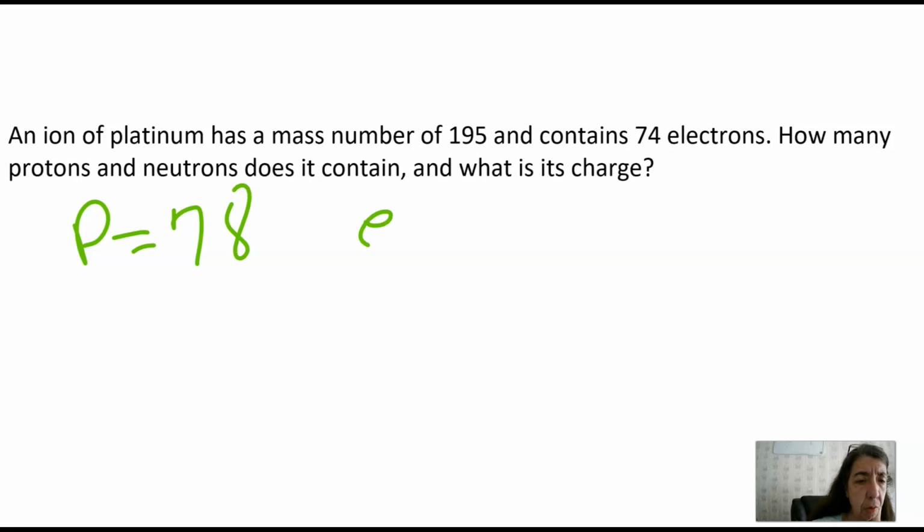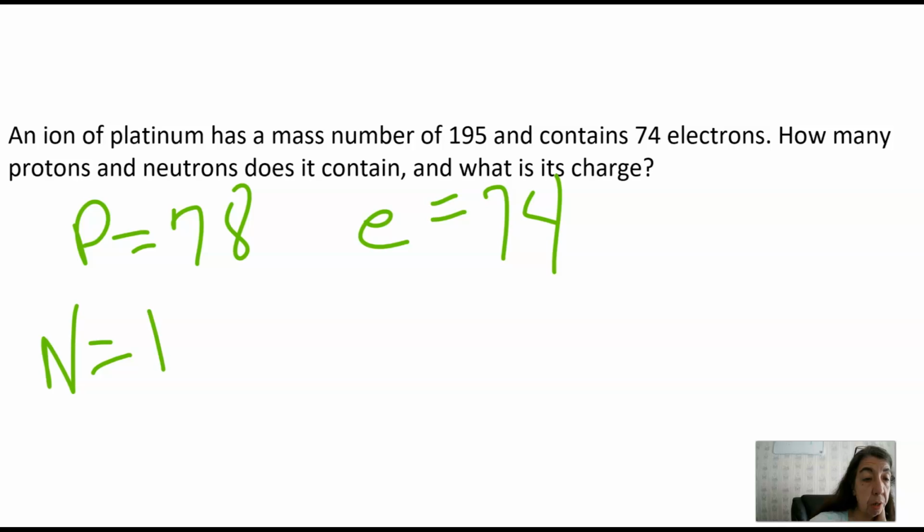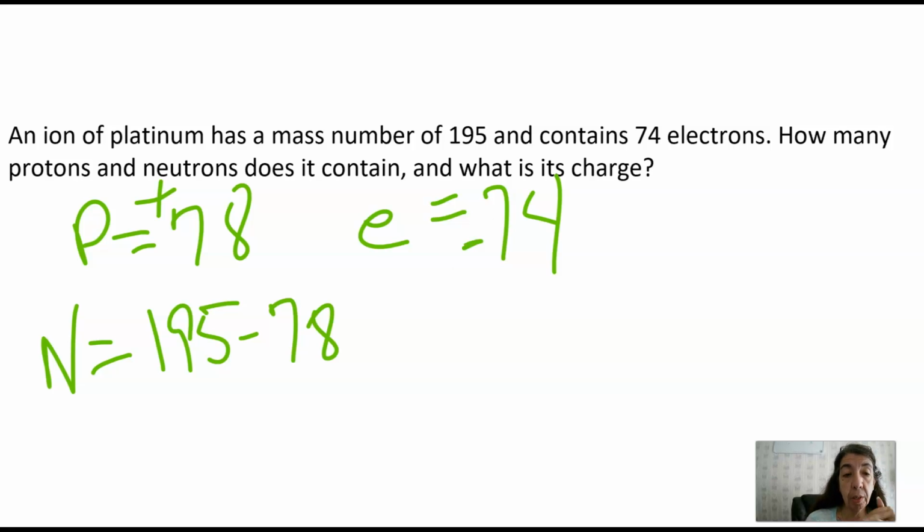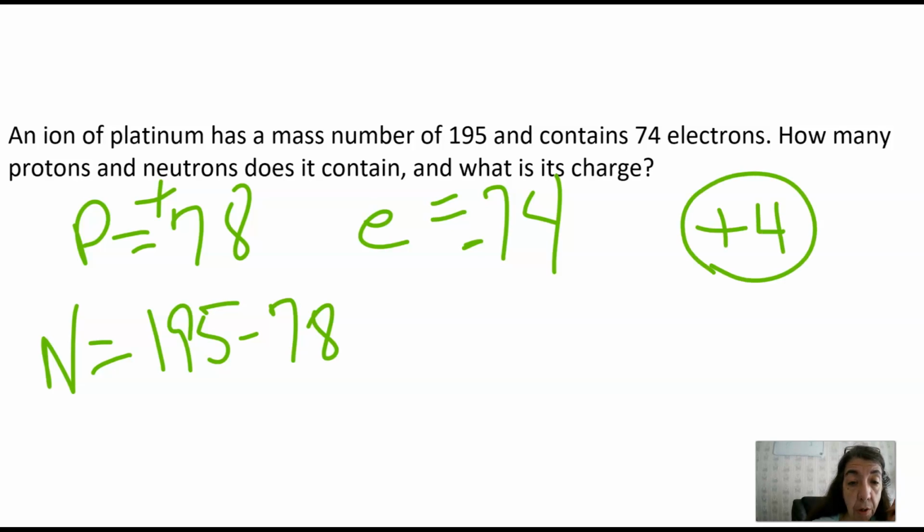And they said electrons was equal to 74. So we already know that we're going to have a charge on here because we're short some electrons. How many neutrons does it have? Well, neutrons is just the same as before, so it is 195 minus 78. So that doesn't change. But you can't assume it's the 74. You have to always look at the periodic table for the number of protons. Now, what is the charge on here? The charge, because the protons are plus 78 and the electrons are minus 74, there's not enough to balance. You're left with a net plus 4. So this platinum ion has a plus 4 charge.